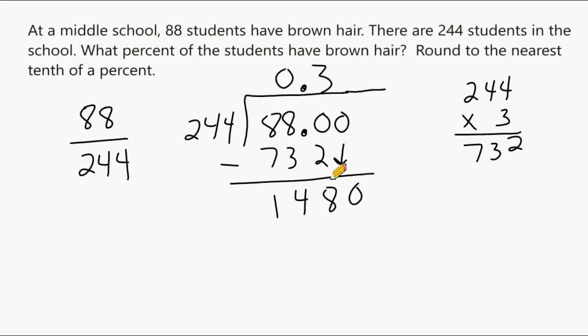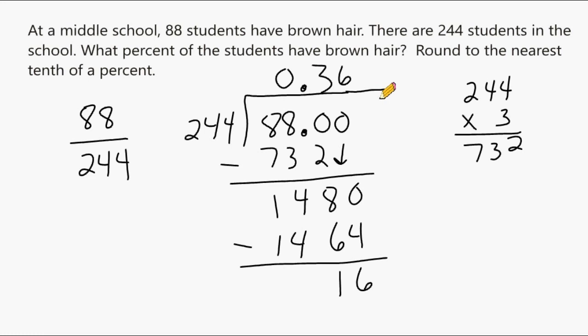And now we have to divide 244 into 1480. Well, I know that 244 times 3 is 732. Well, if I did another group of 3, that would double 732, which would be 1464. So I believe it fits in 6 times. So I'm going to go ahead and double 732 to be 1464. And that's going to give us a difference of 16. Now we know that our percentage at this point is somewhere around 36%.